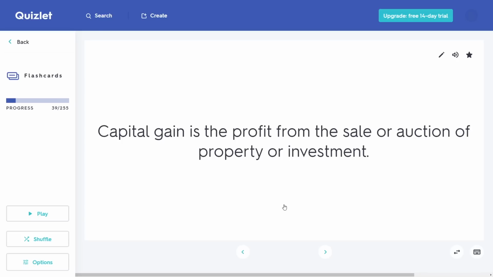So let's say you bought a house for $100,000, and 5 years later you sold it for $150,000. Your capital gain would be $50,000. That's the profit you made. Now, obviously, those are cash buys. What I was talking about earlier, it'd be much different if you had a mortgage, but for this example, simple as that. It's the profit from the sale or auction of property or investment.